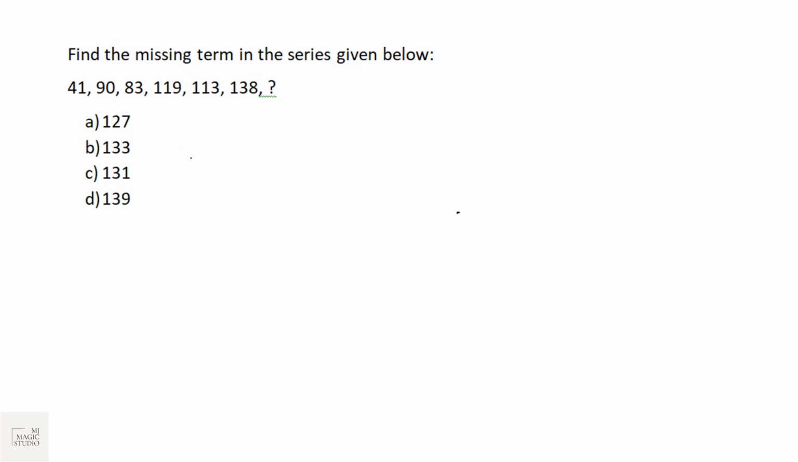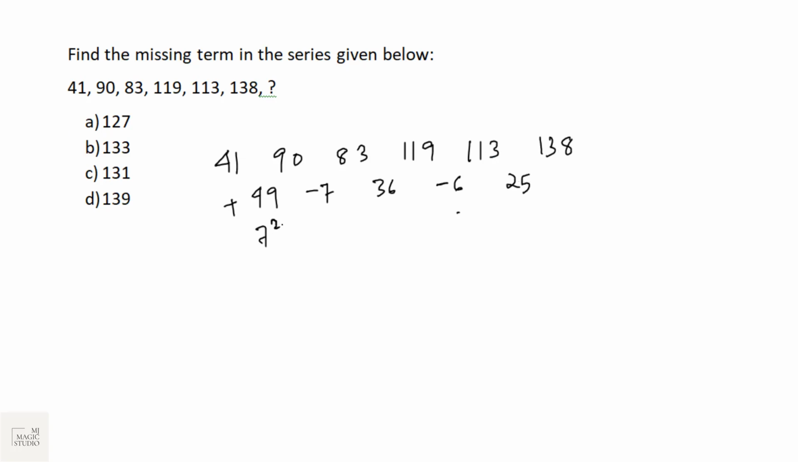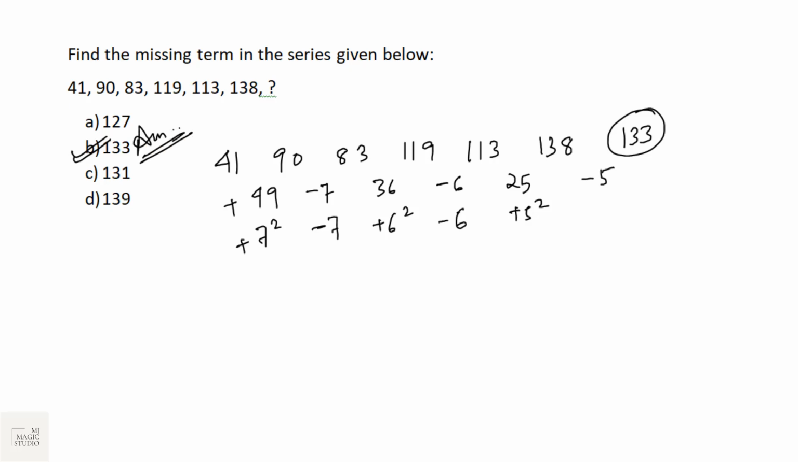Missing number again, increasing, decreasing. Let us see. 41 to 90 is 49. 90 to 83 is minus 7. Then 83 to 119 is 36. 119 to 113 is minus 6. Bingo. Got the trend. 25, 13, 38, yes, 25. So this is 7 square, minus 7, plus 6 square, minus 6, plus 5 square. Next should be minus 5. 138 minus 5 is 133, the next number. Yes, that we have in option B.